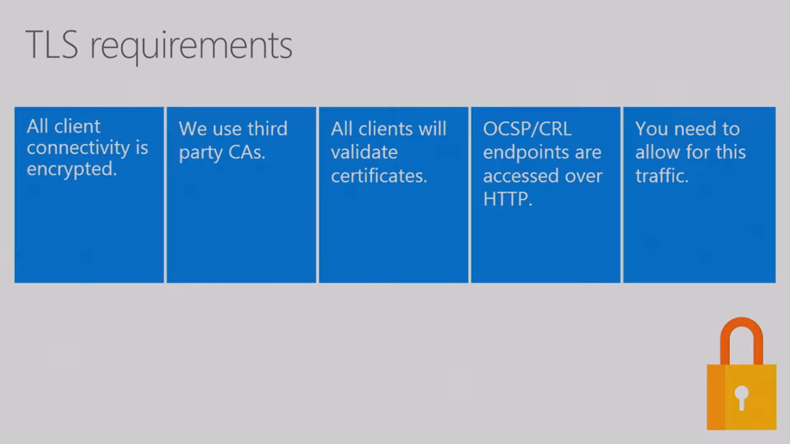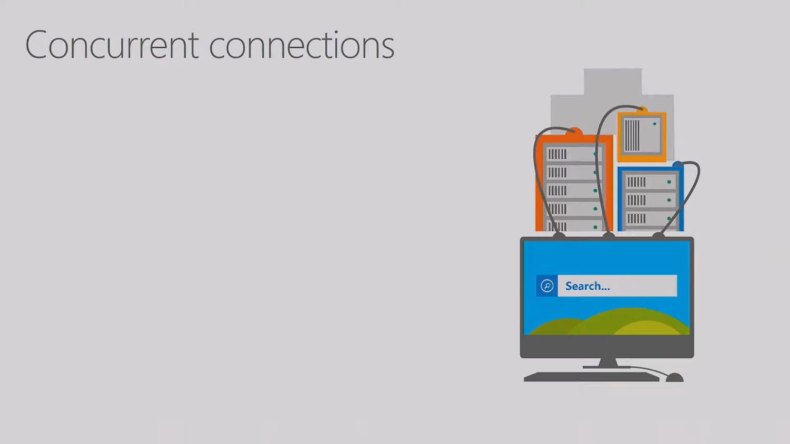And the worst possible thing I ever get is, well, can I disable certificate checking because that's secure? Don't do that. Allow for that traffic. First and foremost, you have to allow for all the TLS. Apparently, I have a short range. There we go. Next is concurrent connections.